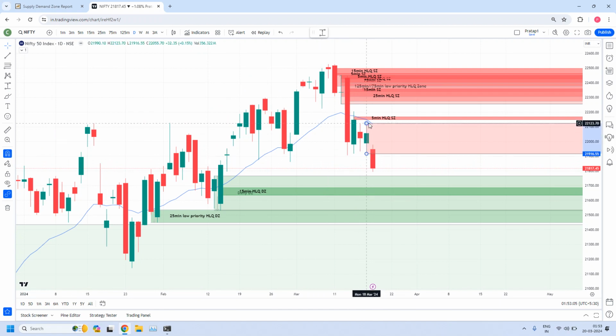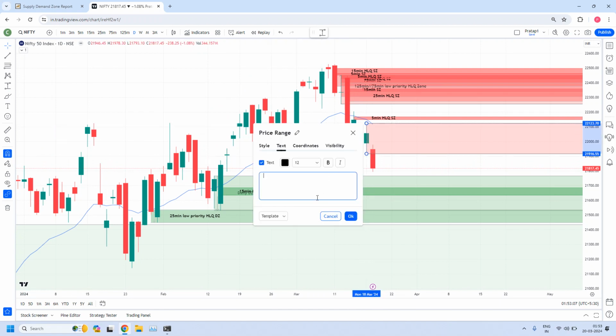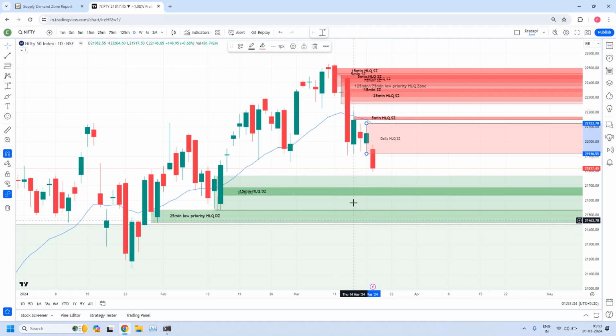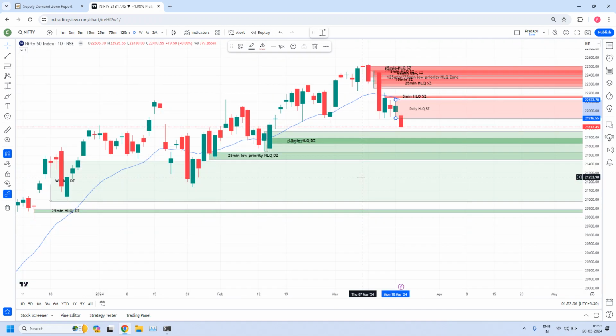This is a high liquidity daily demand zone. Sorry, supply zone. I am using a wrong word. Daily high liquidity supply zone. Sometimes I make mistakes. Instead of demand zone, I say supply zone, or instead of supply zone, I say demand zone. Sometimes. So please correct me whenever I make a mistake.